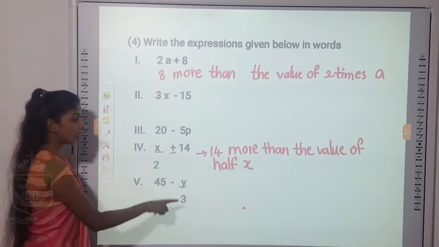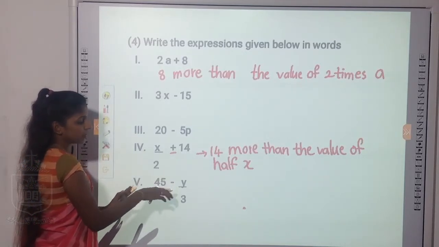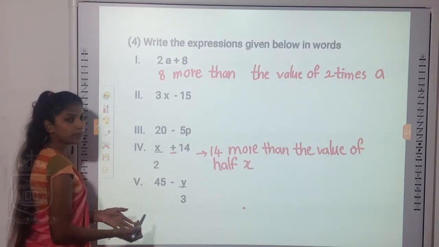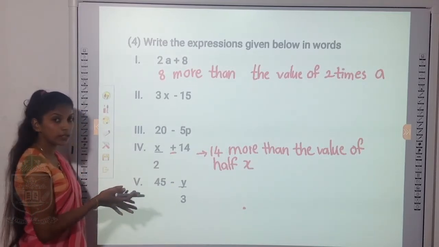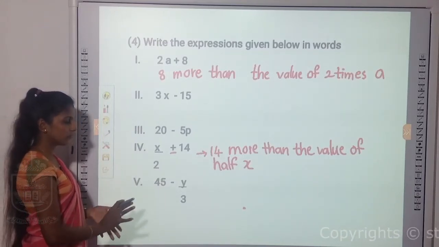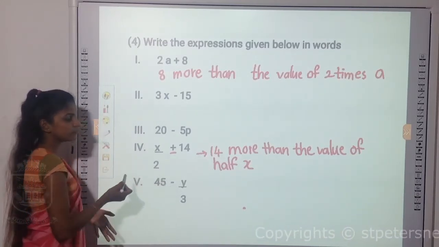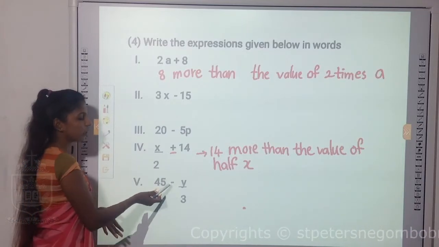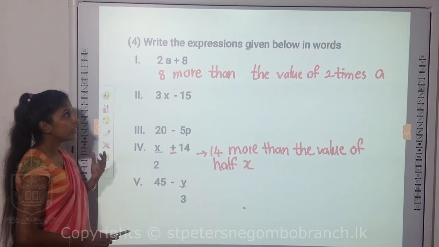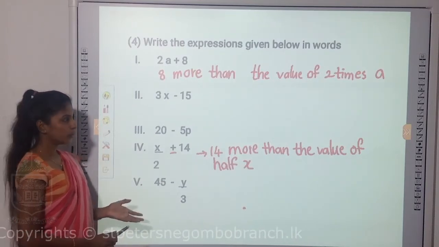So you can write y over 3, or 1/3 of y, right? Here you can see y divided by 3, so you can write it's 1/3. Here it's half, here 1/3. So 1/3 of y less than 45. So this is the way of writing an expression in words.